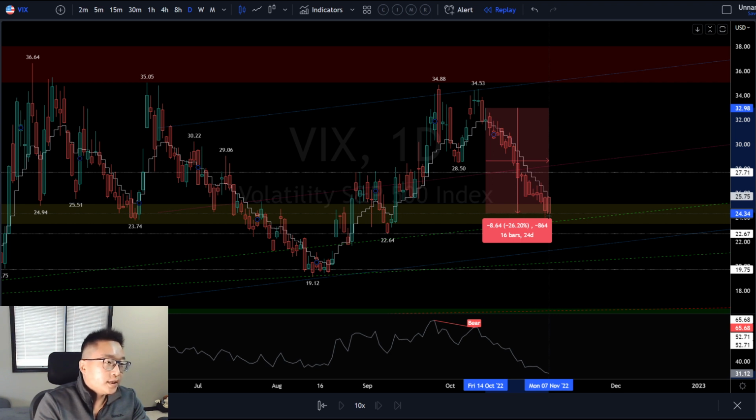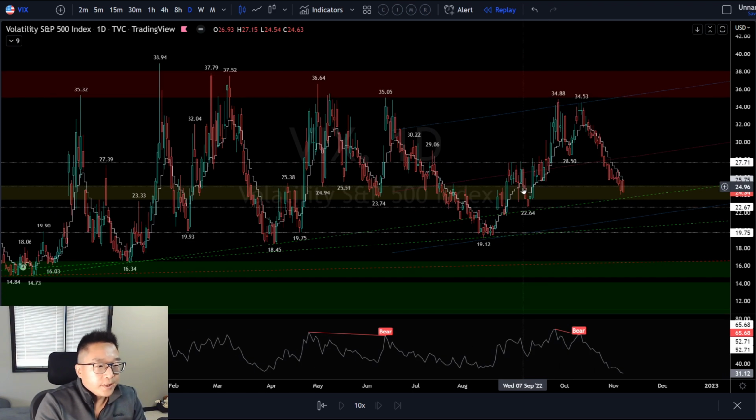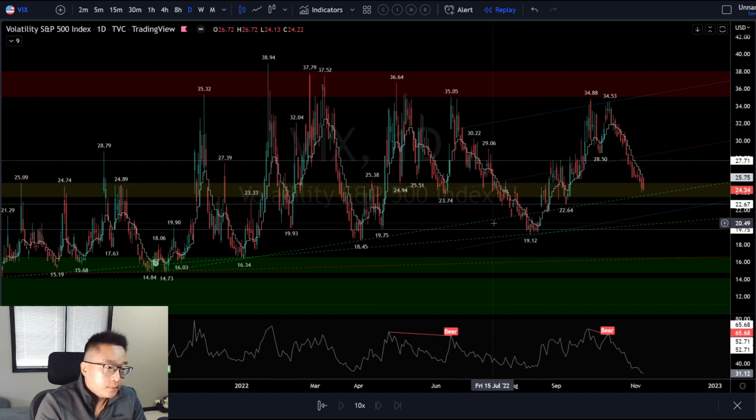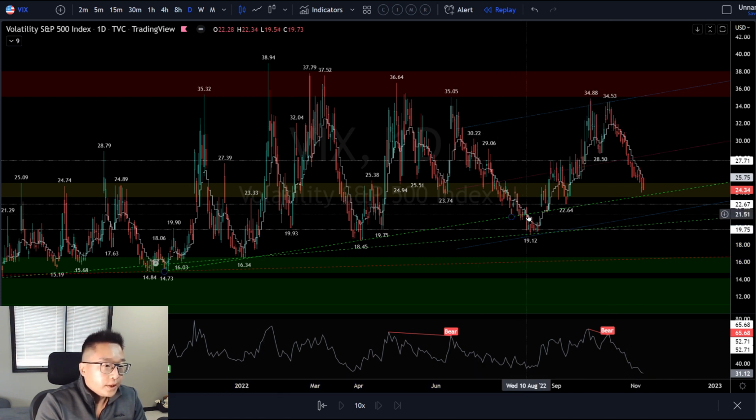16 trading days. 16 trading days of straight red. Gap up, sell off, or continuing to sell off. Regardless, money line, one of the two money lines are coming up. And I'm going to change this so it's a little bit brighter. Right, so the first of the two money lines coming up.